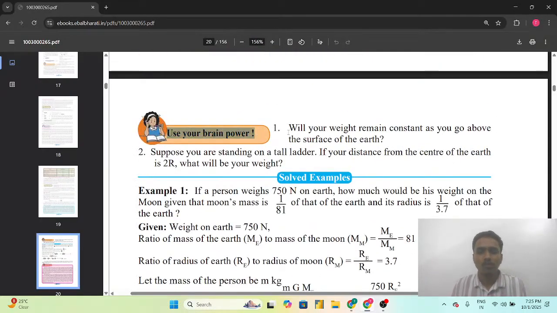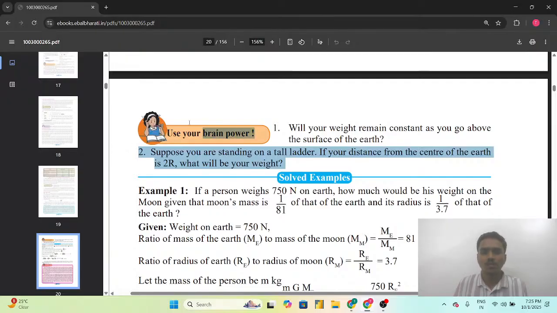So use your brain power. Will your weight remain constant as you go above the surface of the earth? सोचो इसके बारे में. Suppose you are standing on a tall ladder. If your distance from the center of the earth is 2r, what will be your weight? So try to think upon it and try to answer these questions in the comment box.